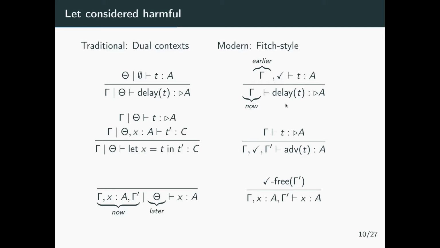Okay, so how do you create something of a delayed type? Well, you still use this delay construction, and what do you do? Well, you add a witness that time has passed, and then you should be able to type t as having type A, right? So after time passes, t should have type A.